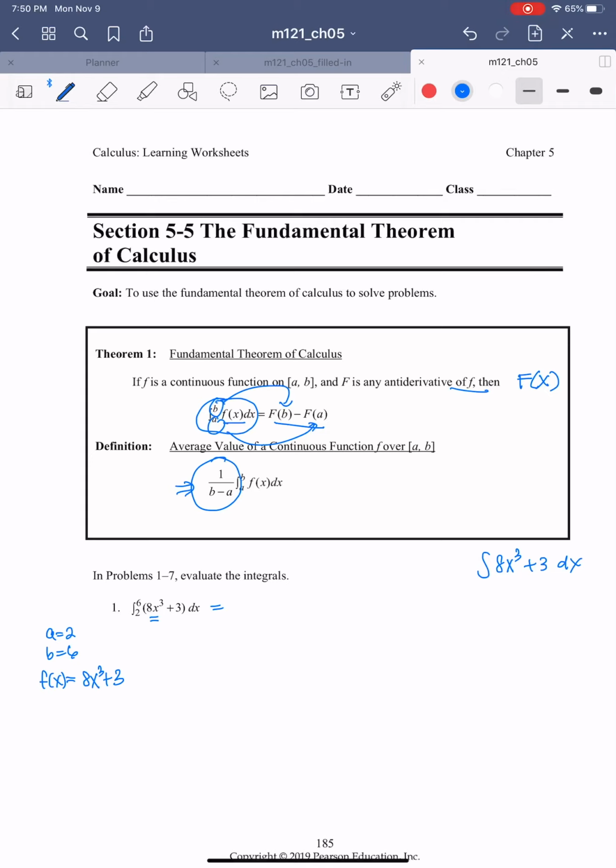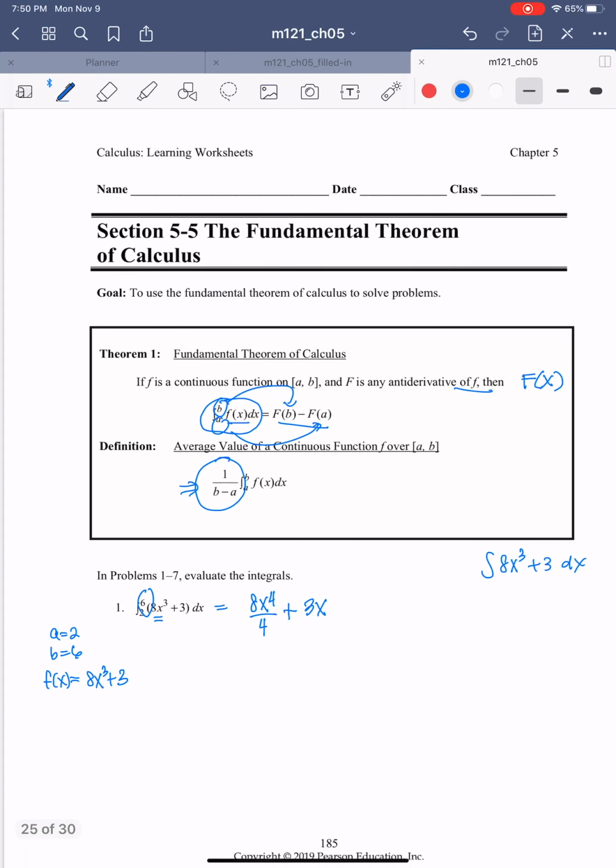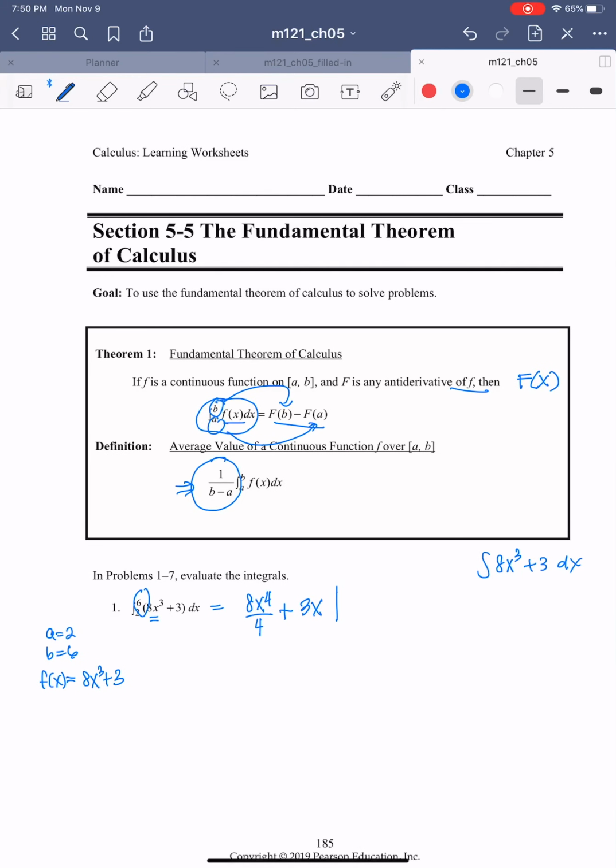So we add 1 to the power, divided by the new power. So my first term will be 8x to the 4th divided by 4. And then the constant will be 3x. Now we are done with the integrating, and we are not going to put plus c because we have a number now to plug in. So this is the way we notate it. Vertical bar and then 2 and 6. That means I am done with integrating, but I need to evaluate these two values.